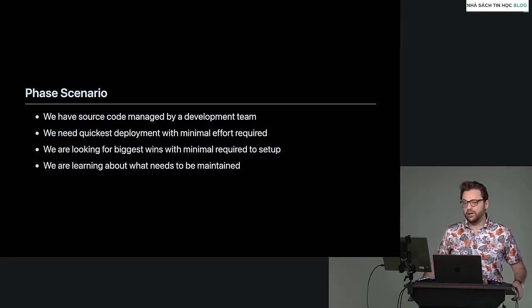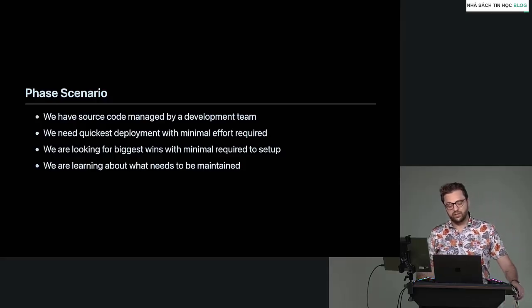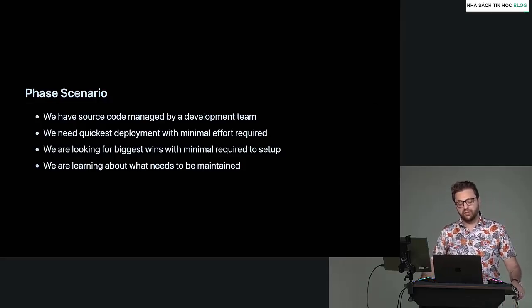So our phase scenario, each phase, like I said, has a scenario. The phase scenario here is that we have source code managed by a development team. We didn't write this source code. We don't really have any understanding of it, right? We know that it takes some environment variables, and we know that if we run the binary, it should work, right? But that's really about as far as we're going with the source code itself. We're not going to really be doing any actual source code changes or anything like that.